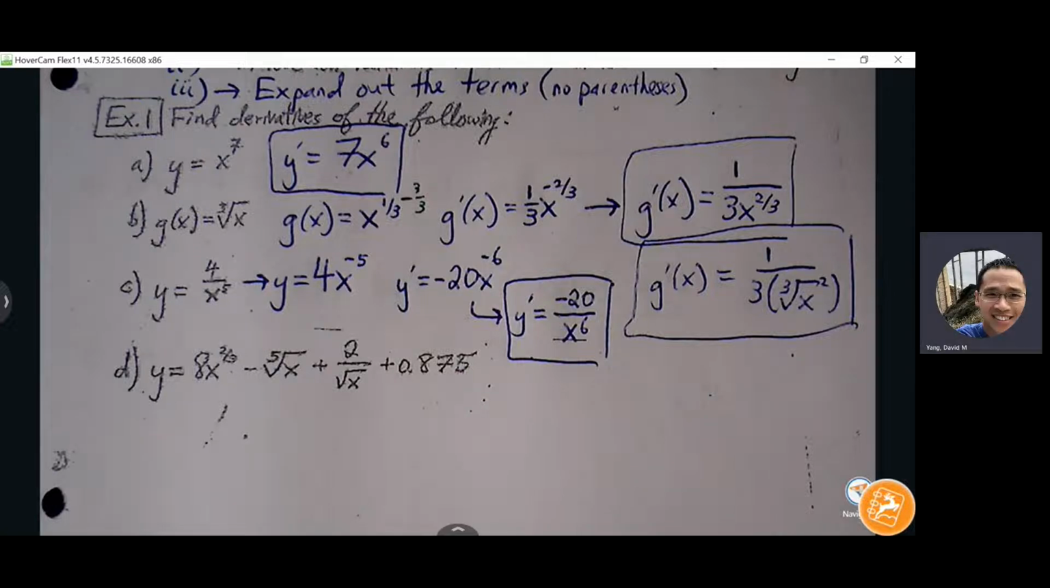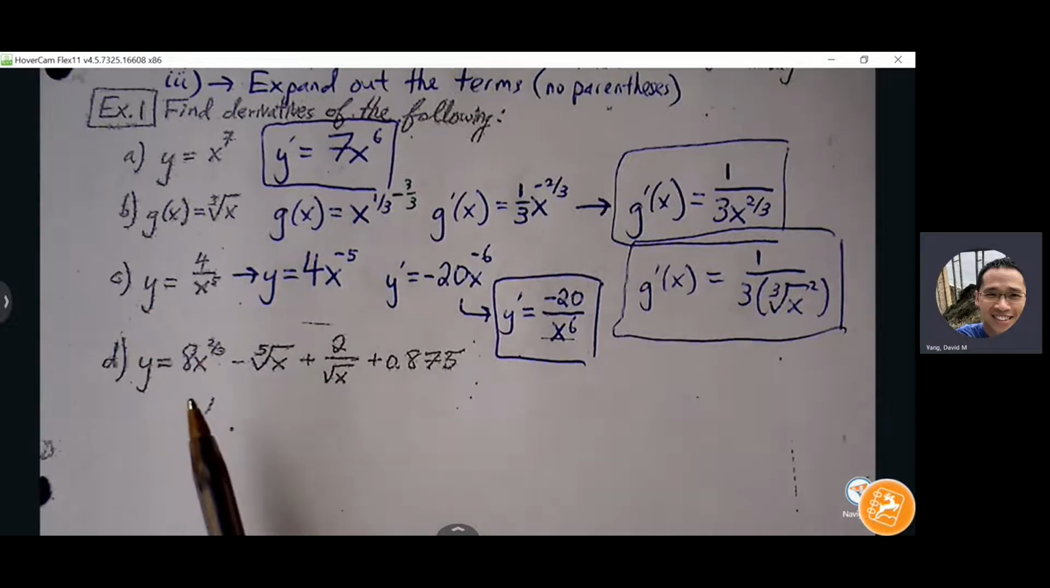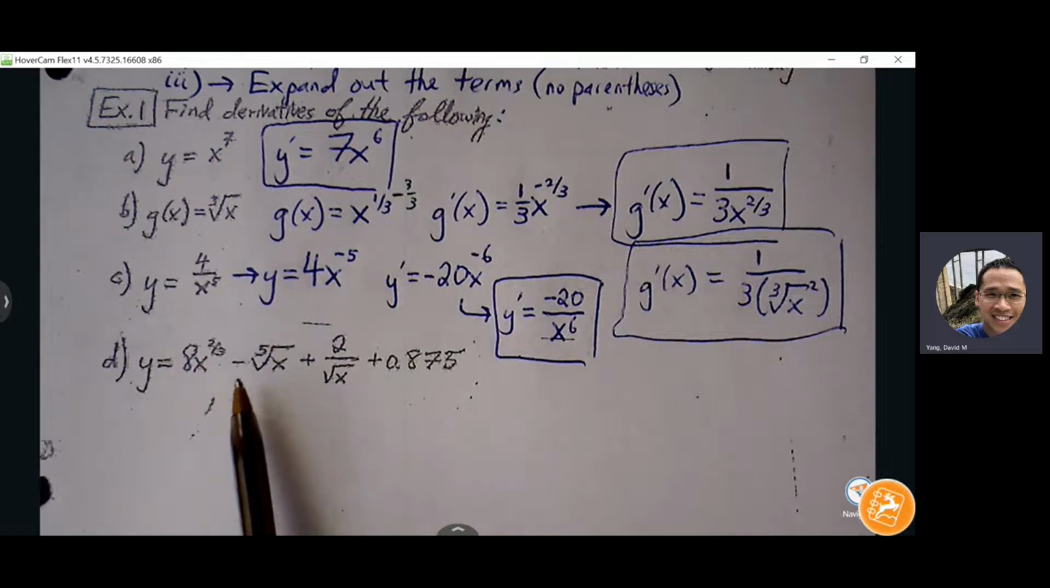Okay, part D, you see multiple terms separated by plus or minus. When you see this, you can treat this as 4 individual problems that happen to be connected by plus or minus. So what we're going to do is rewrite each term until every term is ready for Power Rule, and then we do the derivative process all at once.